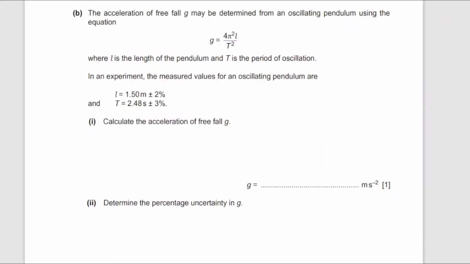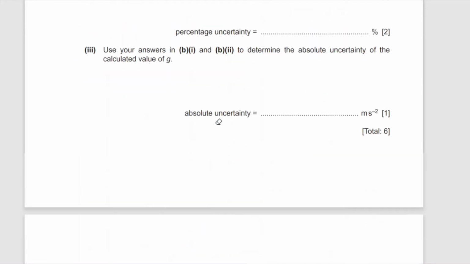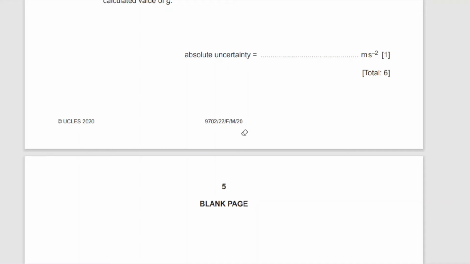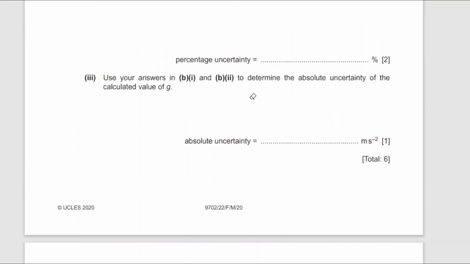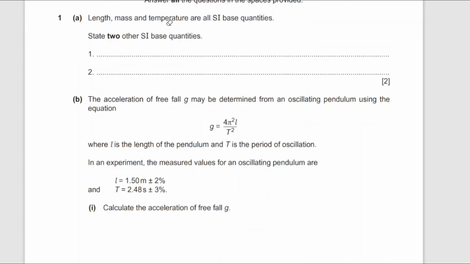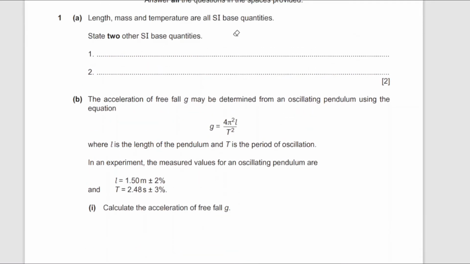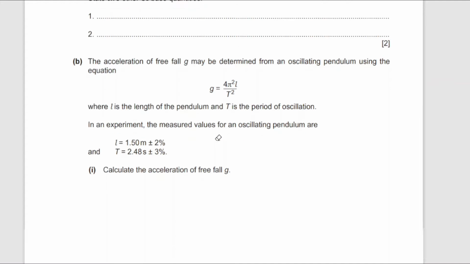So let's solve some questions here. It is a question from the question paper. As you see, it is a paper 2 question. Look at this. It is March 20, paper 2, variant 2. We are just going to solve the questions on uncertainty. The first part is just to state two base quantities, which is simple, so I'm skipping that part.